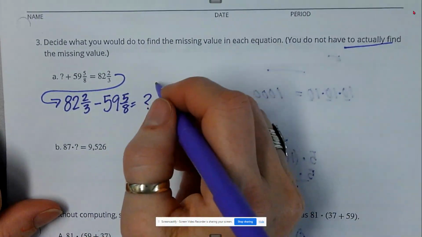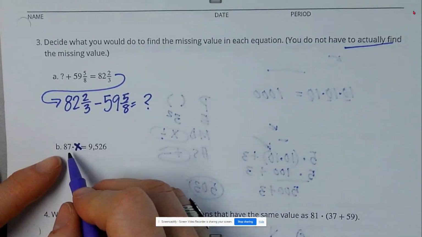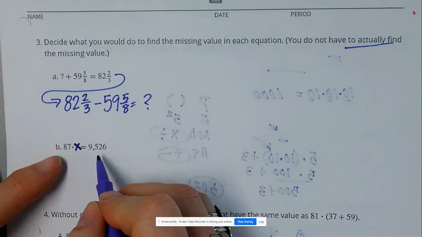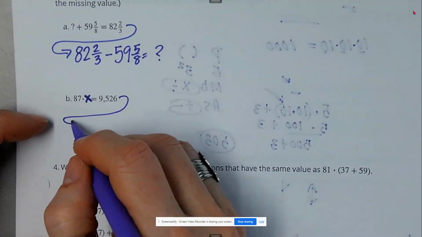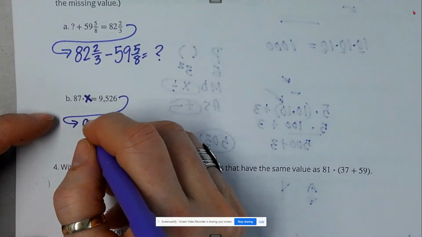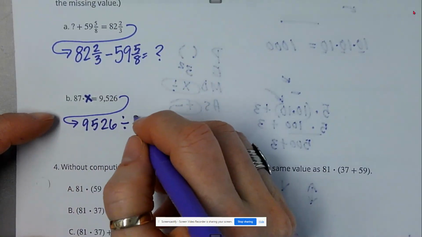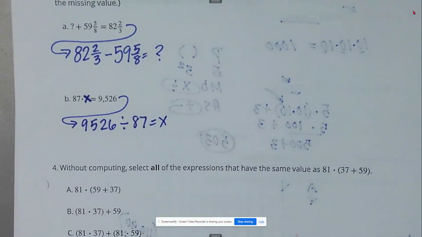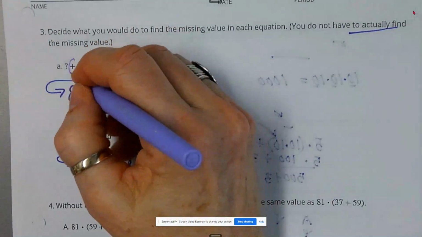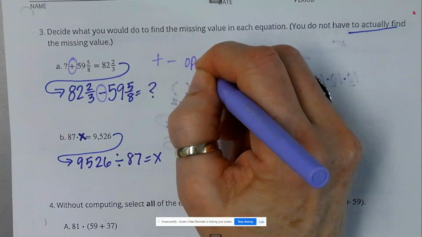And in this unit, we're actually going to start calling these things a letter. So I'm going to say this one is X. So if this is 87 times X equals 9,526, my fact family would be 9,526 divided by 87 will equal X. And hopefully you're noticing, and this is what you need to notice, is that add and subtract are opposites.